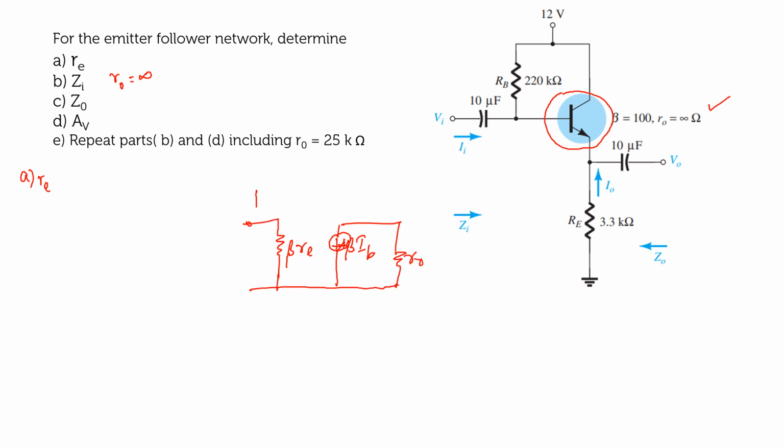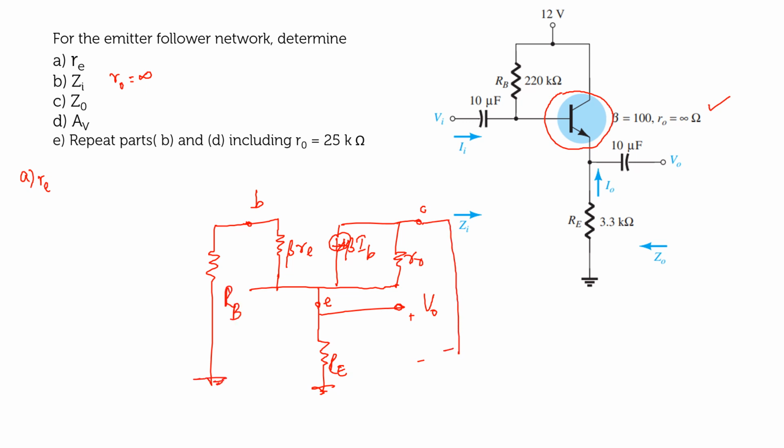So this is going to be your base, this is going to be your collector, and this is going to be your emitter. So it is an emitter follower network. From the network you have your emitter resistor RE. Since it is an emitter follower, the output is taken across the emitter. Across the input you have your resistor RB, and your collector is grounded. So please watch the video for the RE model.